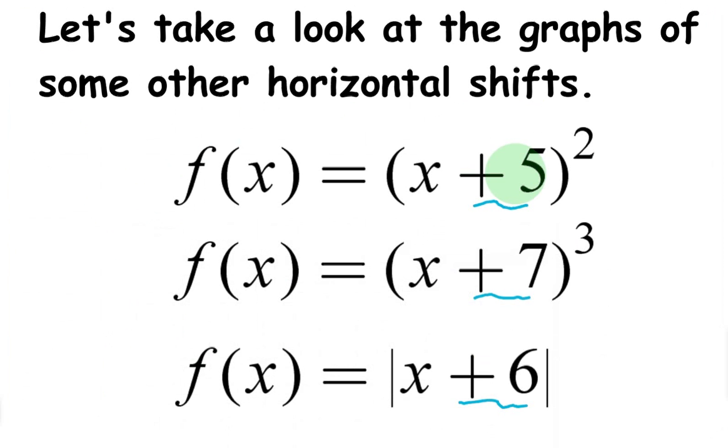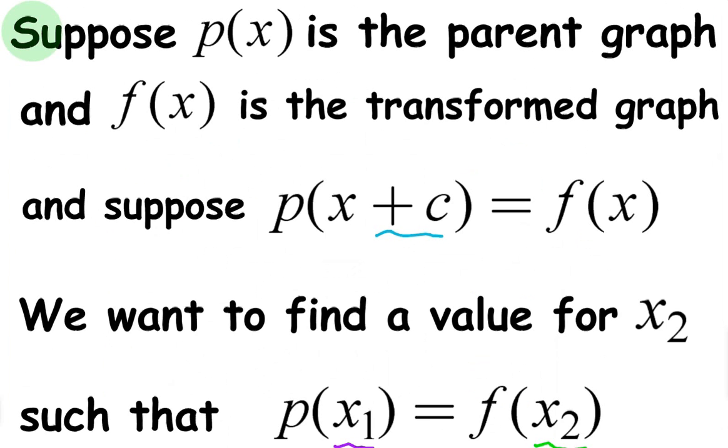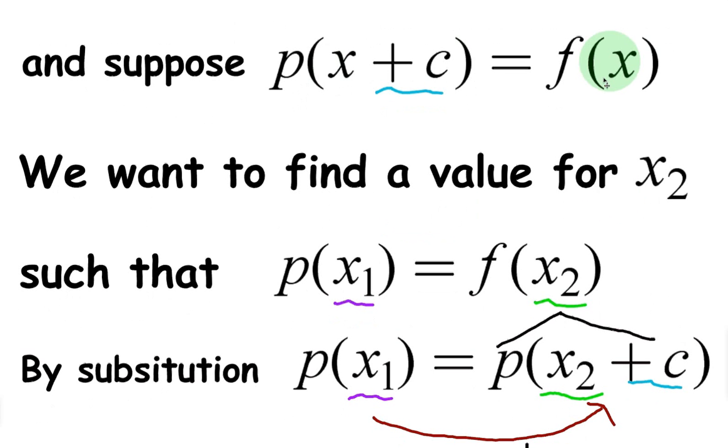Now again, I want to explain why that is, and I don't want you to just think, okay, we're just going to do the opposite. And that is a good way to think, but we want to see why that is. So suppose p of x plus c is equal to f of x. So for any positive c value, we take our parent function, we add c units to it to get our transform function. What happens? Now again, we want to find a value for x2, in other words, our transformed function's x value that will give us the same y value as our original parent function. In other words, p of x1 is equal to f of x2.